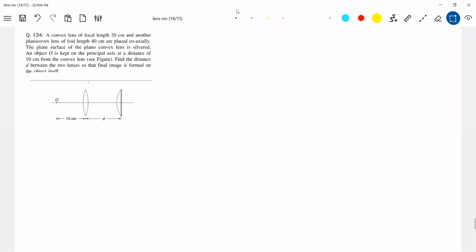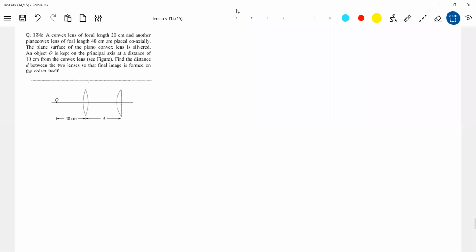The way you analyze this, you can solve this for 1 hour also. You can solve this within 2-3 minutes also. In the maximum exam, what will happen? You should go with basic skills rather than this one. Find the distance between two lenses so that the final image is formed at the object itself.